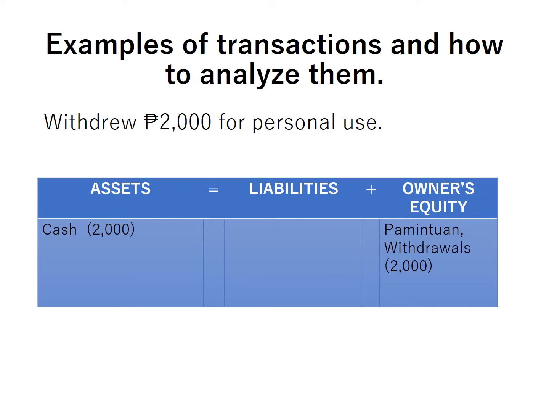What is the effect of this transaction to cash? Cash is decreased by 2,000 pesos because the owner withdrew 2,000 pesos for personal use. What is the effect of this transaction to Pamintuan withdrawals? Pamintuan withdrawals increase because there's a withdrawal. And what is the effect of Pamintuan withdrawals to owner's equity? Any withdrawal decreases owner's equity. So that is why Pamintuan withdrawals is shown with a negative 2,000 amount.